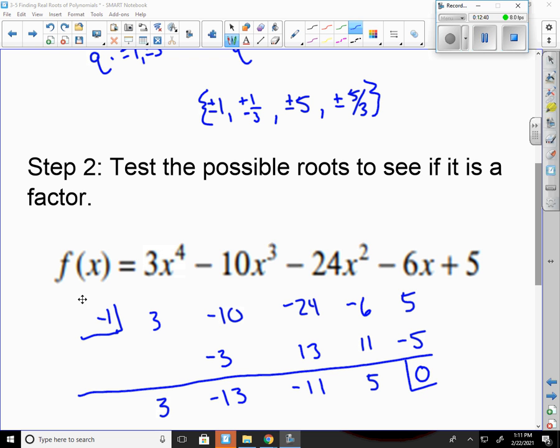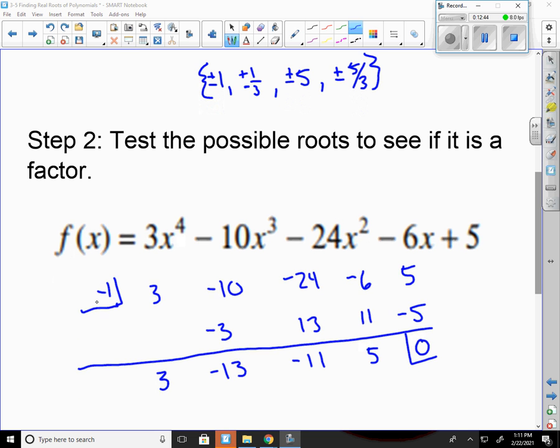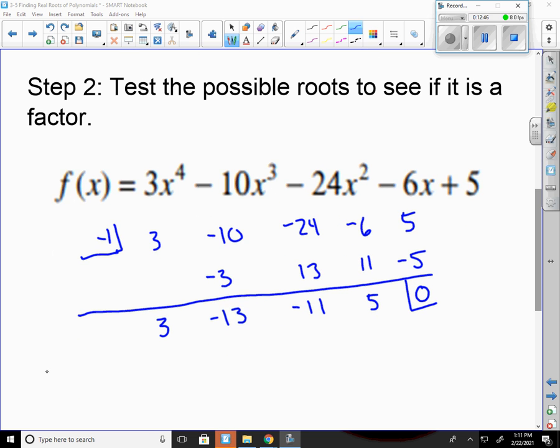So whenever I plug the negative 1 in, that gave me a factor. So my first one is x plus 1. Now I can fill this out. My new equation would be 5, negative 11x, negative 13x squared, and 3x to the third.